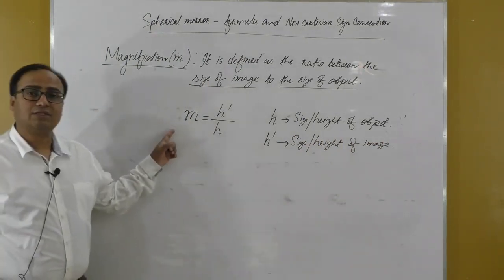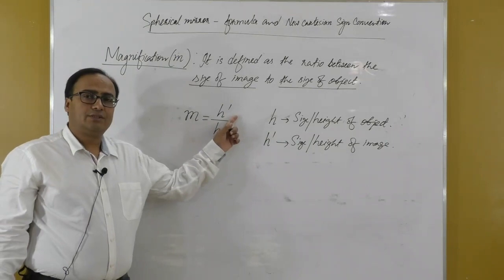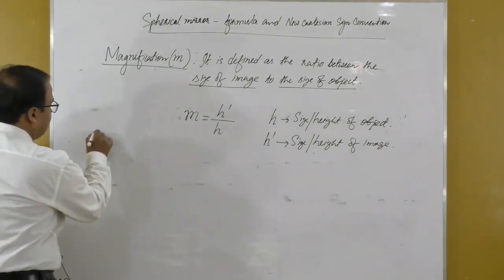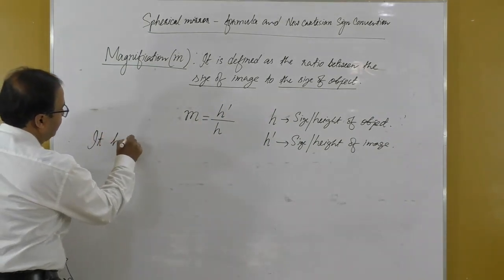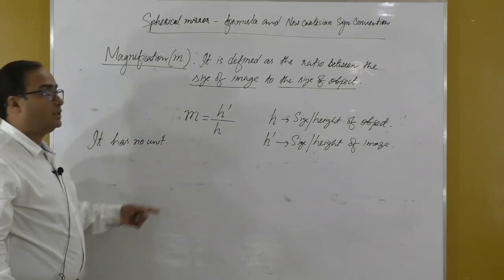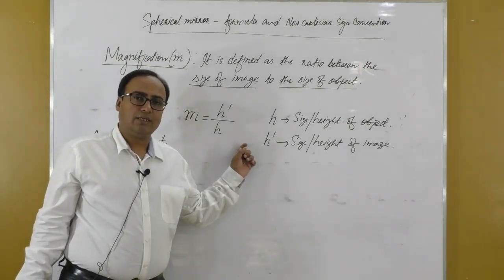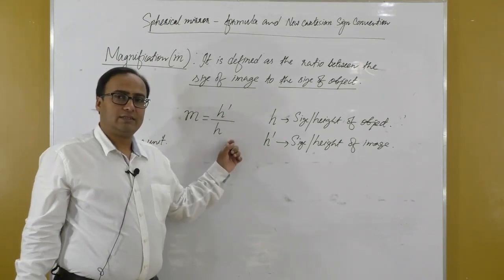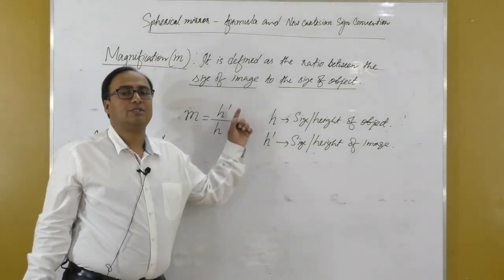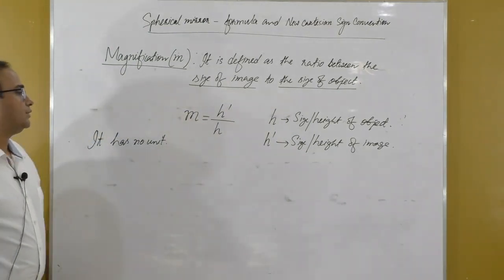So what is magnification? If I ask you, it is the ratio between the size of image to the size of object, and you should know that it has no unit. Why does it have no unit? Because it is the ratio of two similar physical quantities, size by size. If you use a unit, the same unit has to be used, the units get cancelled, and thereby magnification has no unit.